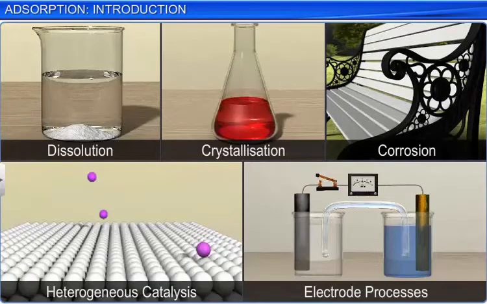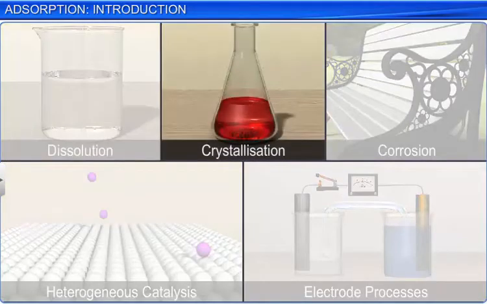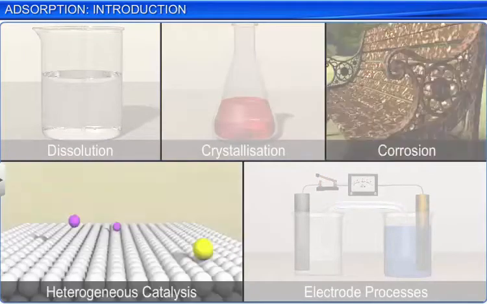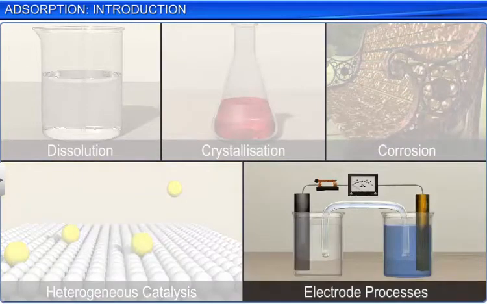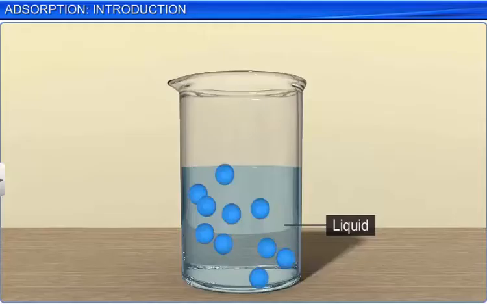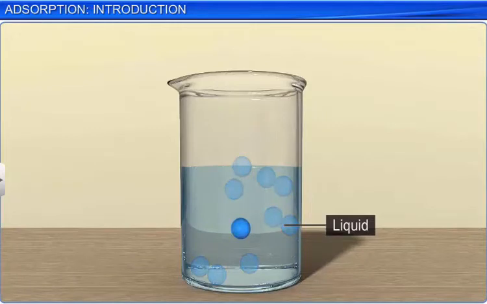Surface chemistry is an important branch of chemistry as a number of phenomena like dissolution, crystallization, corrosion, heterogeneous catalysis, and electrode processes occur at an interface. Let us consider two molecules, one present in the bulk and the other on the surface of the liquid phase.